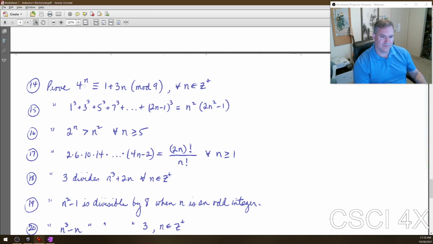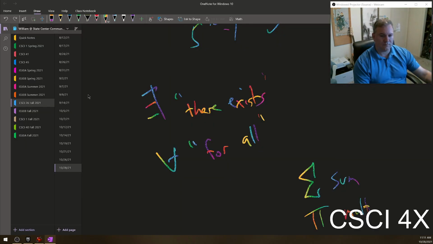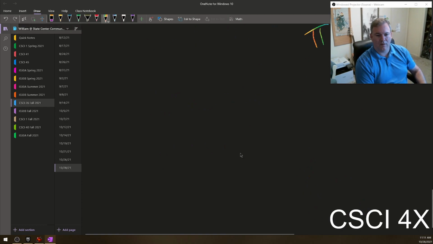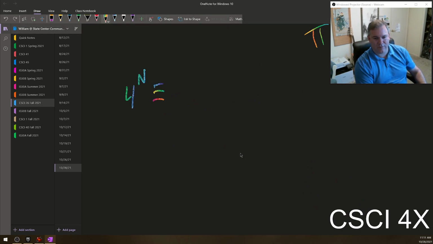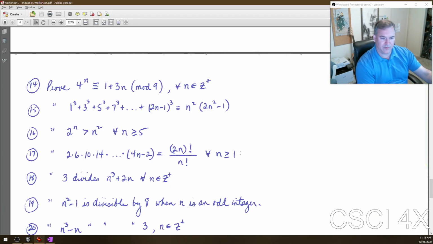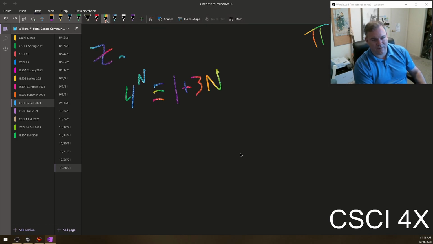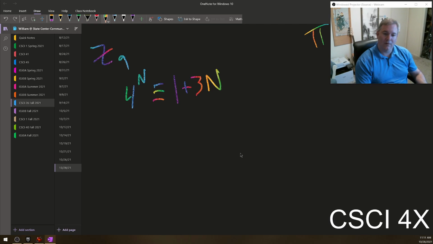So how would we prove this? Let's do that one. So we want to prove 4n is congruent to, that's the triple equal sign, 1 plus 3n in the world of Z9. All right. Base case. Prove it.